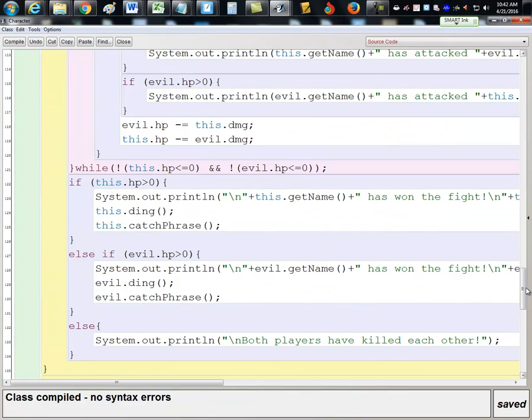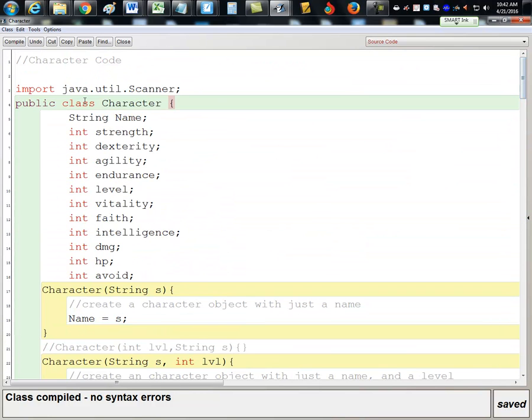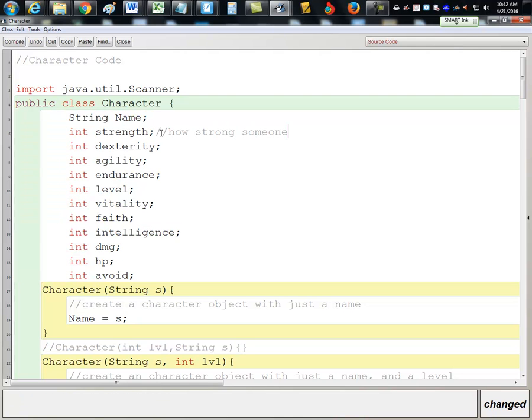So basically what we have here is a character class. These character classes have all sorts of different stats. These stats basically mean stuff. So strength is basically how strong someone is. Dexterity is basically how precise movements you can do with ease. So if you can use a small dagger to inflict lots of wounds, that would be using dexterity.